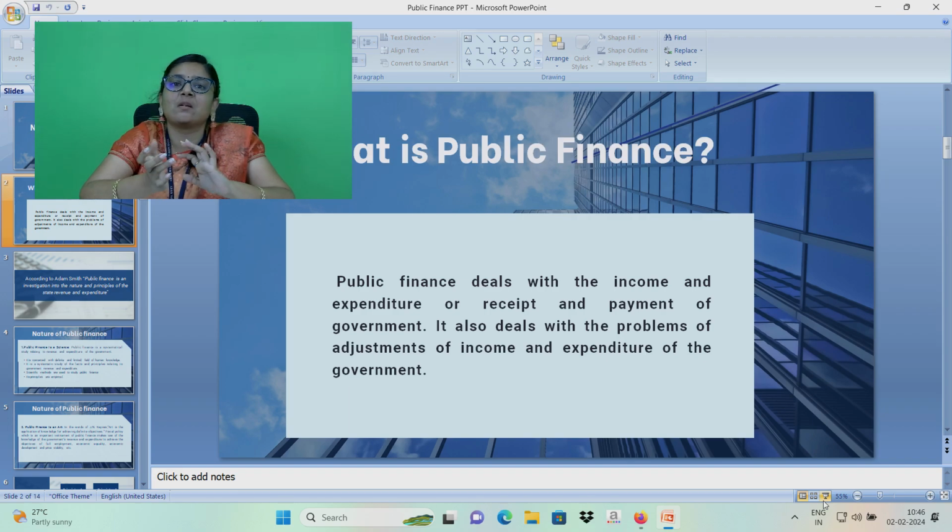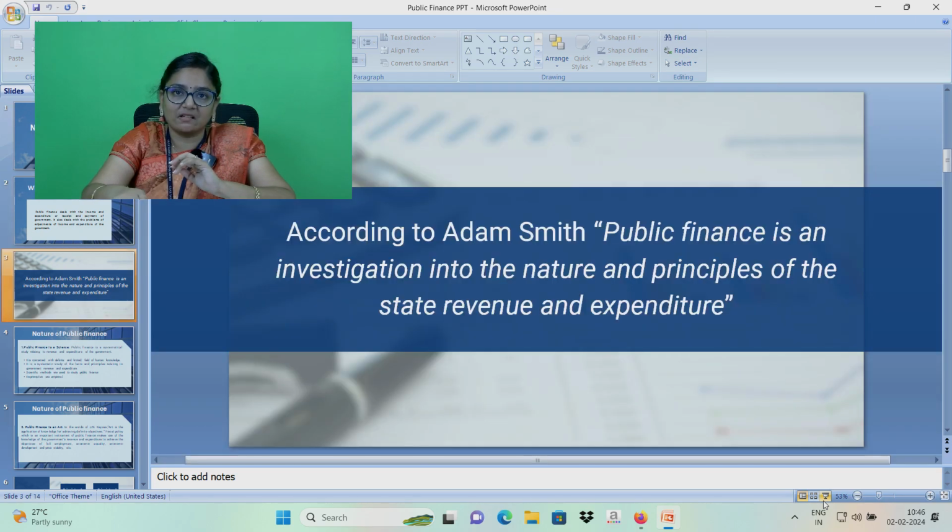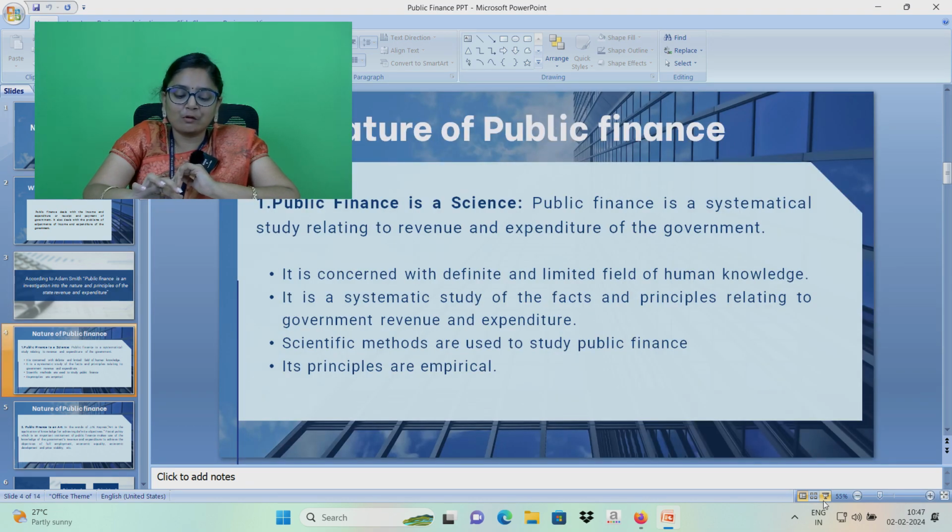It also deals with the problems of adjustments of income and expenditures of the government. According to Adam Smith, public finance is an investigation into the nature and principles of state revenue and expenditure. Now we are moving on to the nature of public finance. As it deals with income and expenditure, the nature of public finance is of two types. One is science, the other is arts.